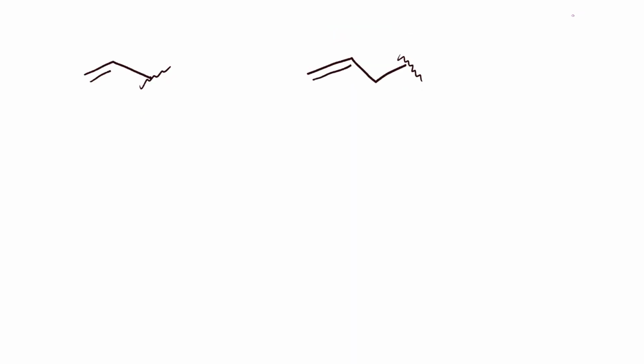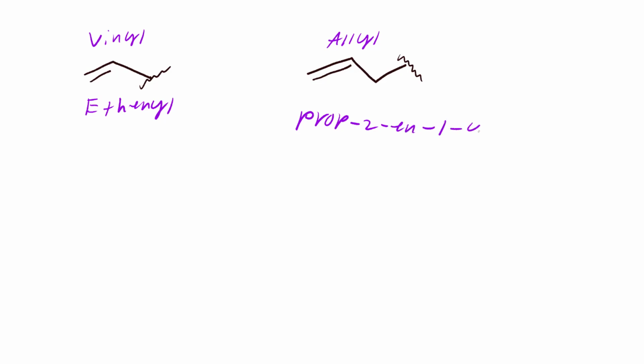Two common groups that you'll see in organic chemistry are the vinyl group and the allyl group. A vinyl group is often referred to as an ethenyl, E-T-H-E-N-Y-L. And this is kind of complicated, but the allyl is called a prop-2-en-1-yl. So not intuitive, just go by vinyl or allyl.